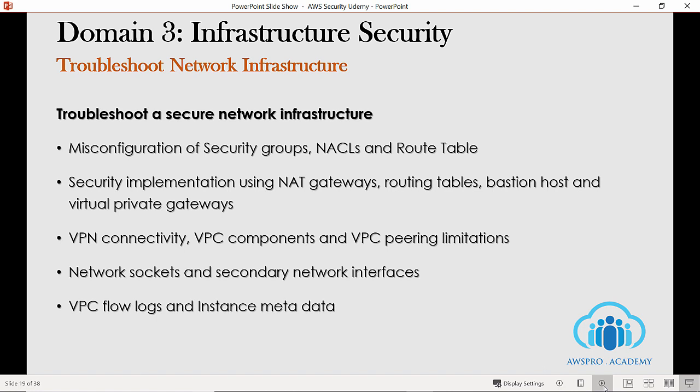Mainly focus on routing tables, security groups and NACLs, and how they can create a conflict if you configure them in a wrong way. Also, try to focus on VPN connectivity and components involved, VPC peering limitations, network sockets, and the function of secondary network interface. Remember, VPC flow logs and instance metadata can play a major role in troubleshooting scenarios.